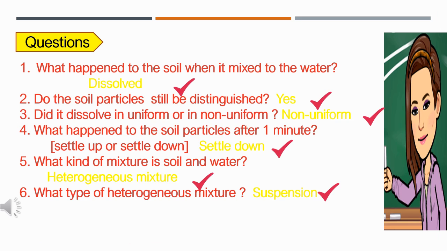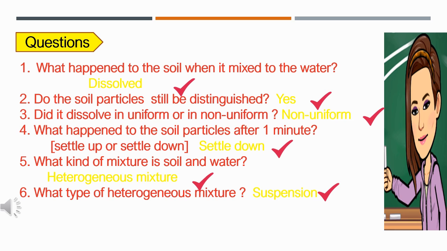Checking time! Question number 1, what happened to the soil when it mixed to the water? Dissolved. Correct. Question number 2, do the soil particles still be distinguished? Yes. Correct. Question number 3, did it dissolve in uniform or in non-uniform? Non-uniform. Very good. Check. Question number 4, what happened to the soil particles after 1 minute?